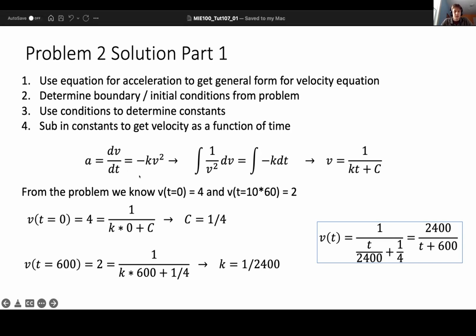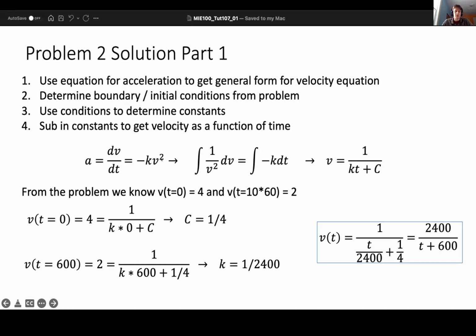Now, knowing that relation, we ignore the a, and we just work with dv over dt equals negative kv squared. In order to get to this integral, we want to put the terms for that associated differential on the same side. So we bring this v squared over to the left and the dt over to the right.